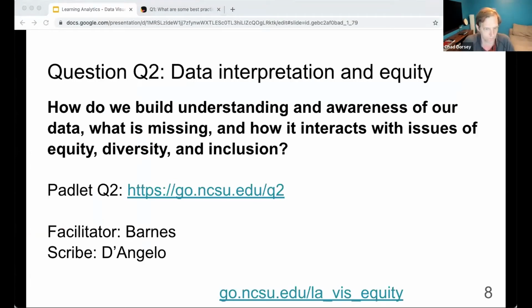So our question we formulated was, how do we build understanding and awareness of our data, what might be missing, and how it interacts with issues of equity and diversity and inclusion? And I wanted to give a little story from my own research from 10 years ago. We were looking at data from an intelligent tutoring system, and we had added automated hints into the system, and we were finding that many students were dropping out of the tutor, and especially students who didn't use hints.